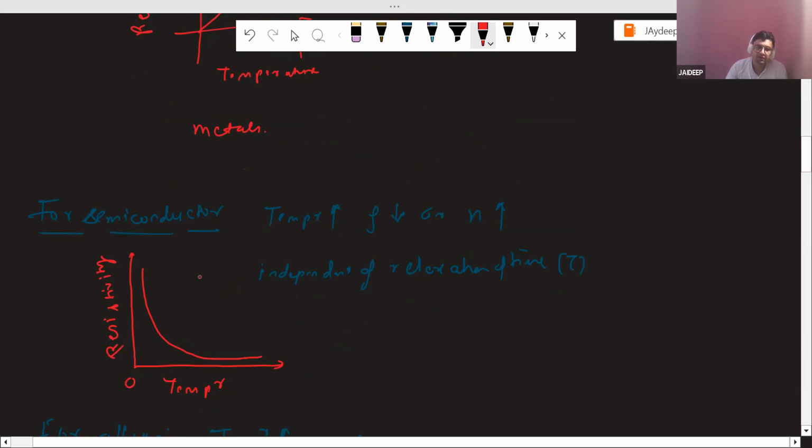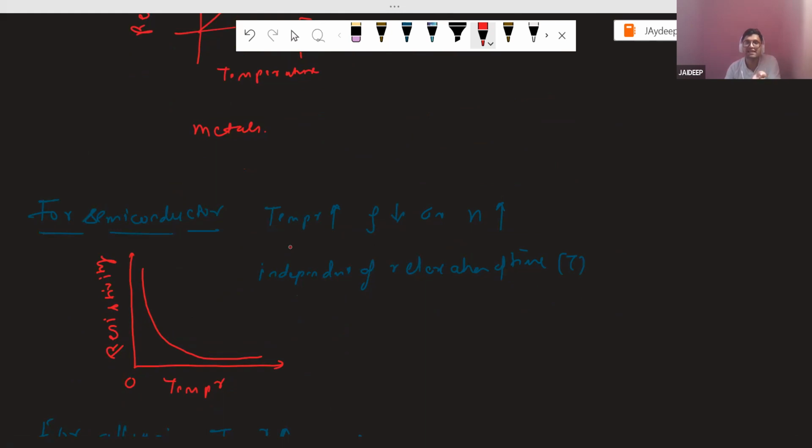For semiconductors, what happens if we increase the temperature? The resistivity decreases as the electron density increases. Electron density means the number of charge carriers per unit volume increases. But a semiconductor is independent of the relaxation time. If we increase the temperature, the electron density increases exponentially. Hence, the resistivity decreases. So this is the graph.